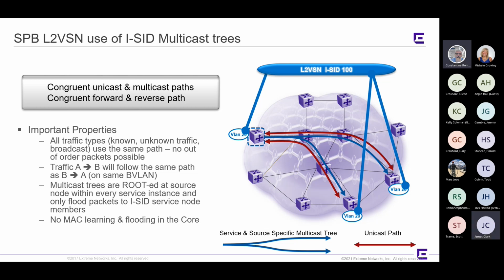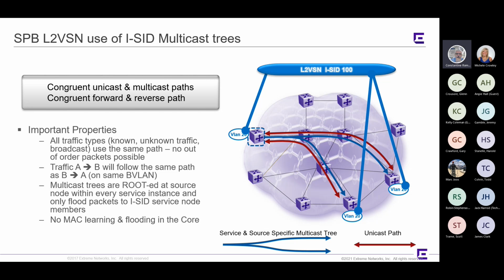So here we're going to extend the conversation a little bit to talk about layer 2 VSNs and how we use ISIDs to handle multicast trees. As we pointed out earlier, the forward path is going to be congruent. It's going to be symmetrical in both cases for unicast and multicast, forward and reverse. Some important properties: all the traffic types use the same path, so no out of order packets are possible.